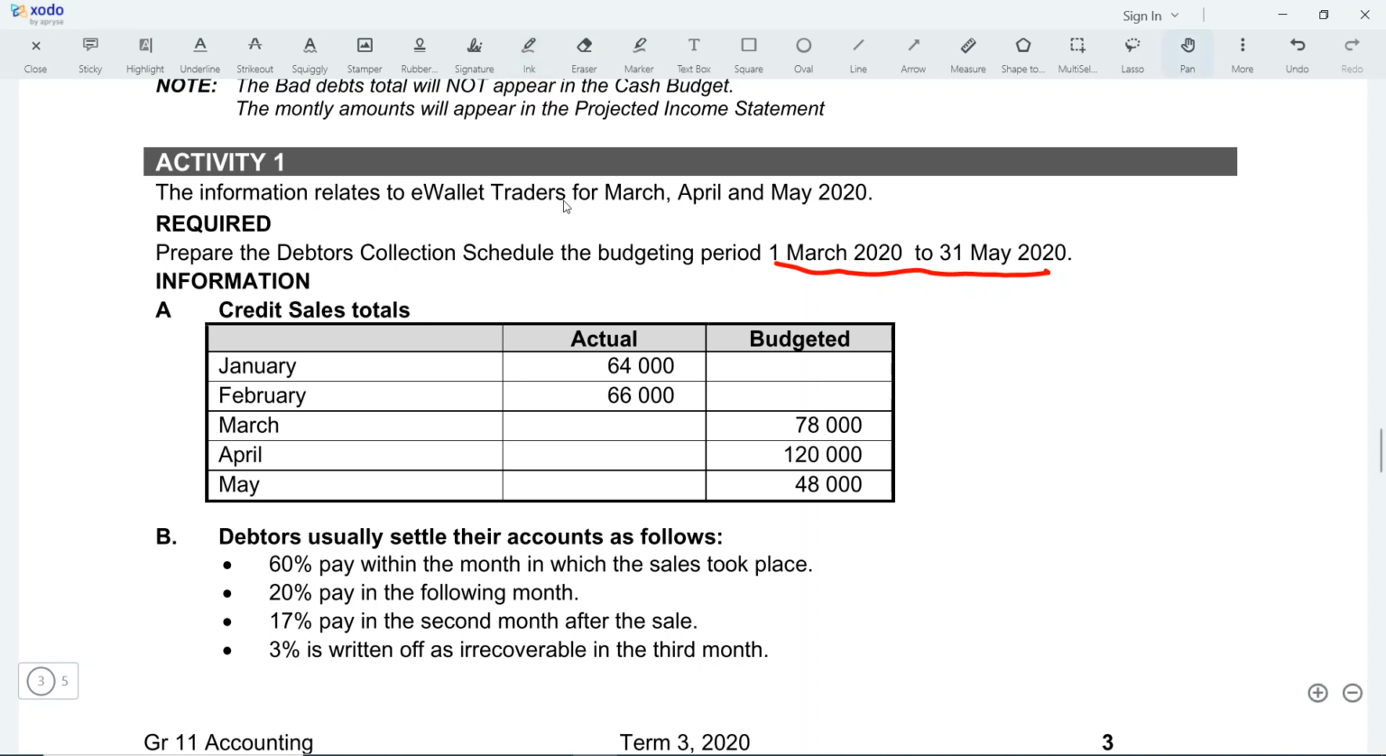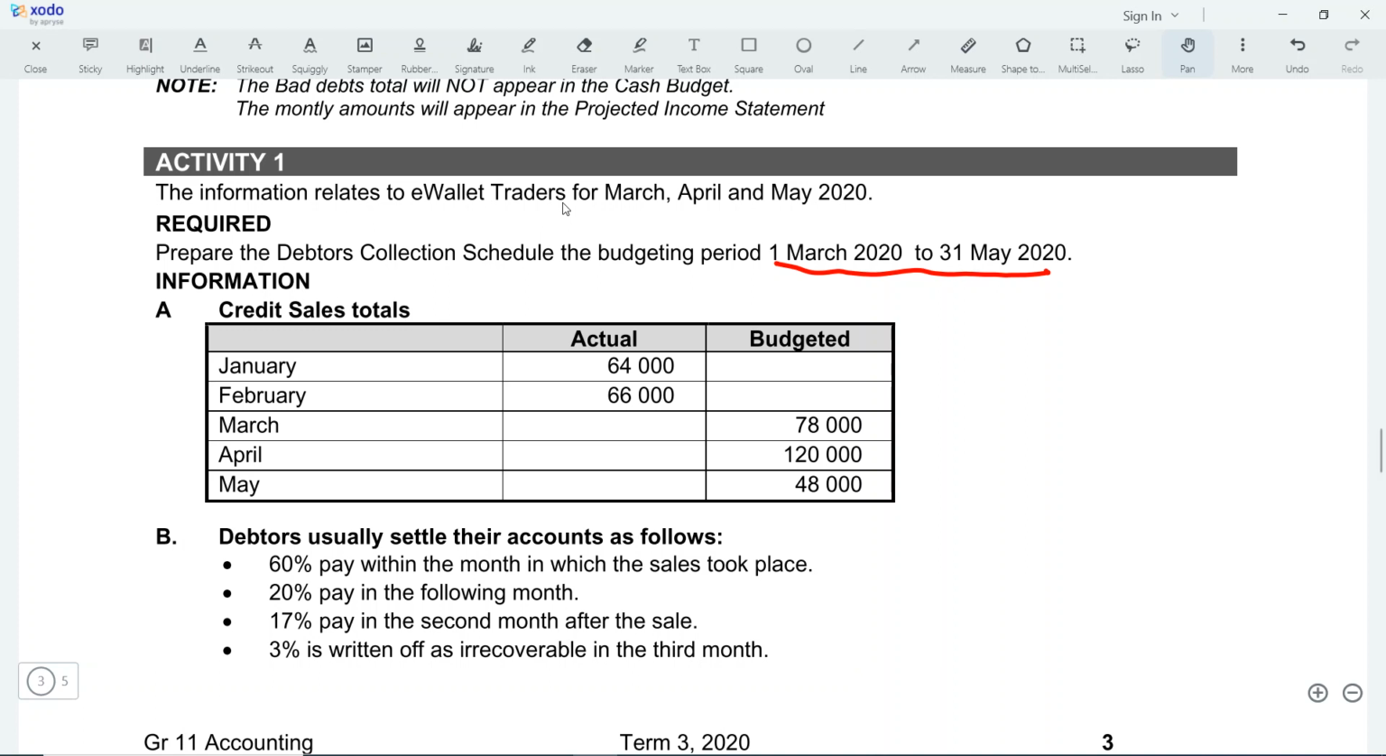Now, firstly, for you to be able to understand the debtors collection schedule, you need to remember why we are doing it. If you remember, this topic is linked to the cash budget. The reason why we are doing the debtors collection schedule is that we want to see how our customers who bought on credit are going to pay us. This gives us an idea that for this particular month we are expecting this much from people who previously bought on credit. Remember, when somebody buys on credit, they get the goods now and pay for them at a later stage. Hence, we are trying to understand how these people are going to pay us.